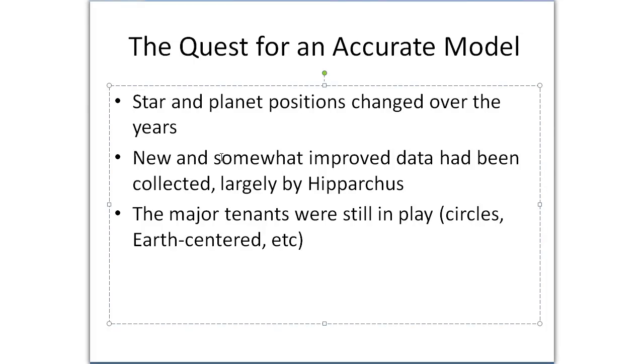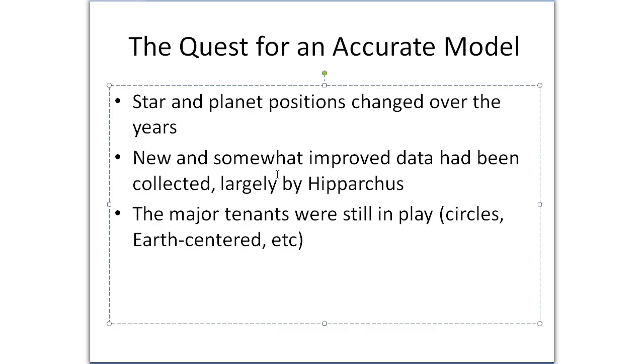In addition to that, new and somewhat improved data had been collected within a couple hundred years of Aristotle. And this was largely done by a guy named Hipparchus, who is kind of credited with being responsible for the development of trigonometry. Very brilliant mathematician, also very brilliant observer. So he cataloged hundreds of stars. He discovered something called the precession of the equinoxes, which maybe I'll explain in class. It has to do with the changing tilt of the Earth's axis.